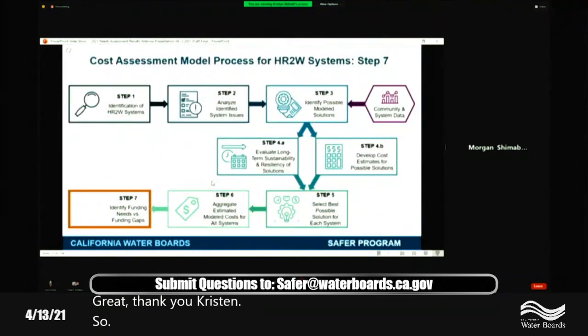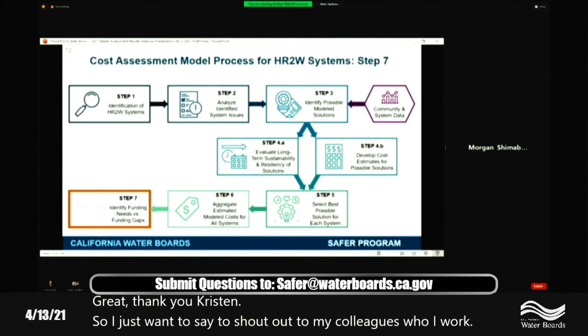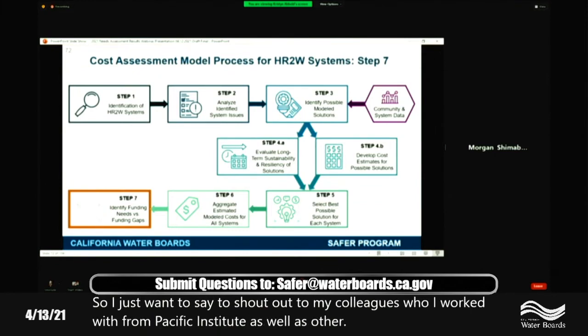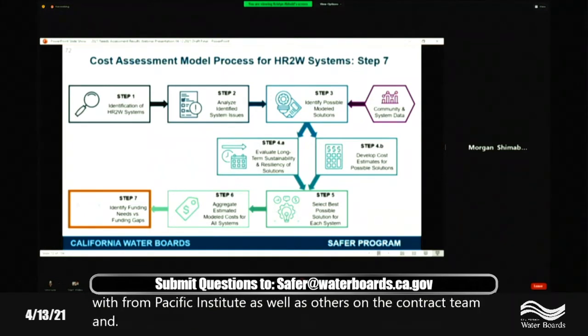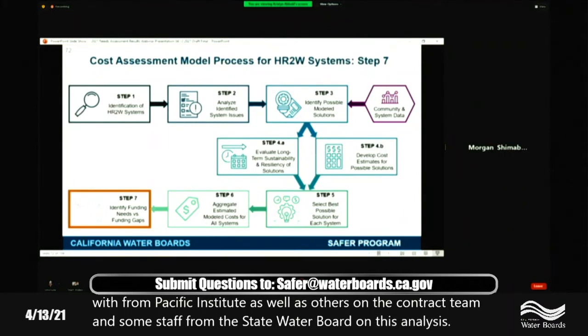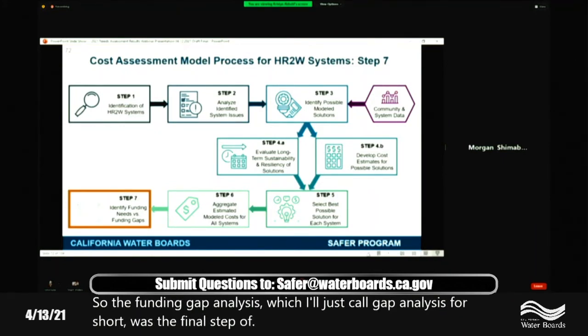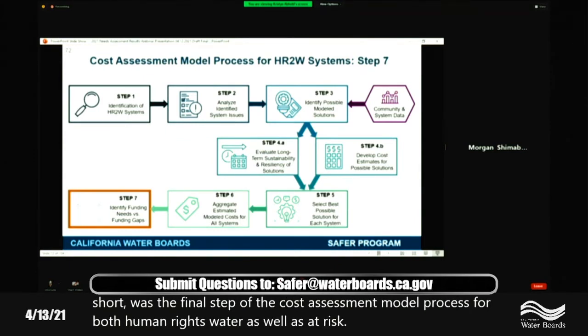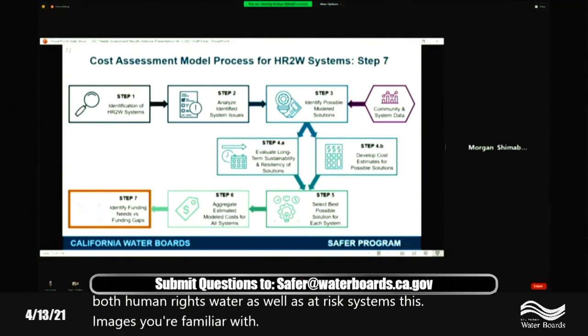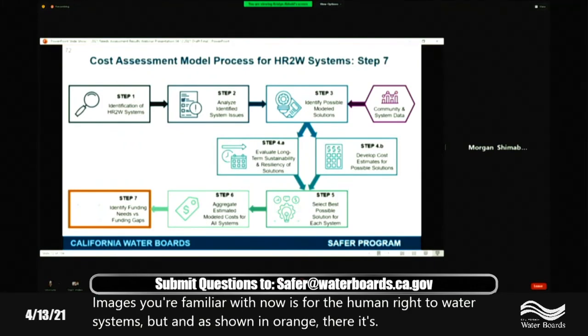Great, thank you, Kristen. So I just want to say too, shout out to my colleagues from Pacific Institute, as well as others on the contract team, and some staff from the State Water Board on this analysis. So the funding gap analysis, which I'll just call gap analysis for short, was the final step of the cost assessment model process for both human right to water as well as at-risk systems. This image, as you're familiar with now, is for the human right to water systems, and as shown in orange there, it's the final step in the process.